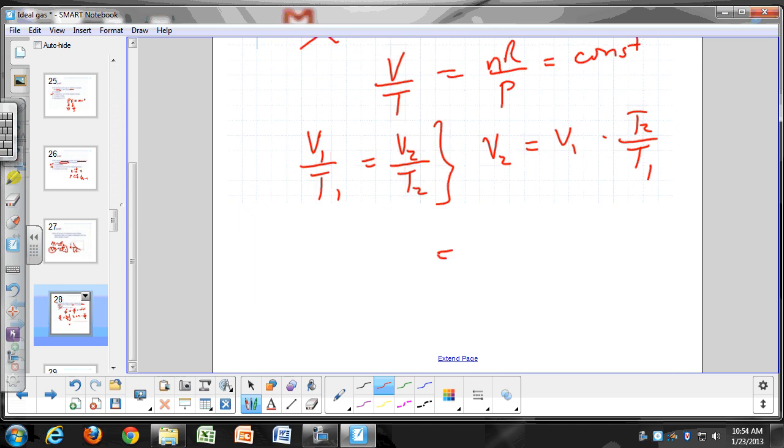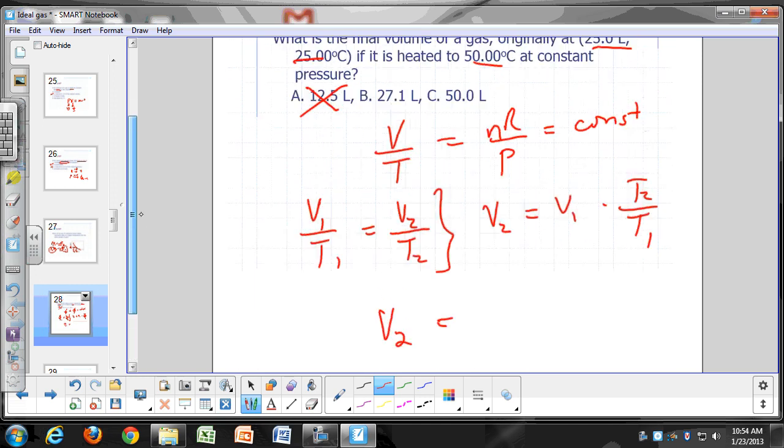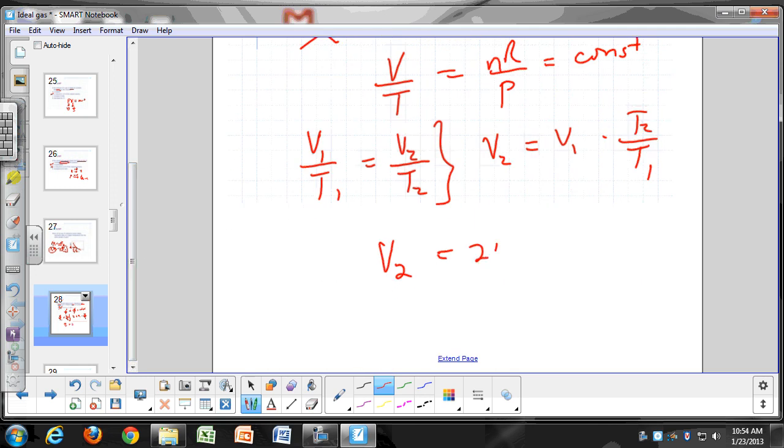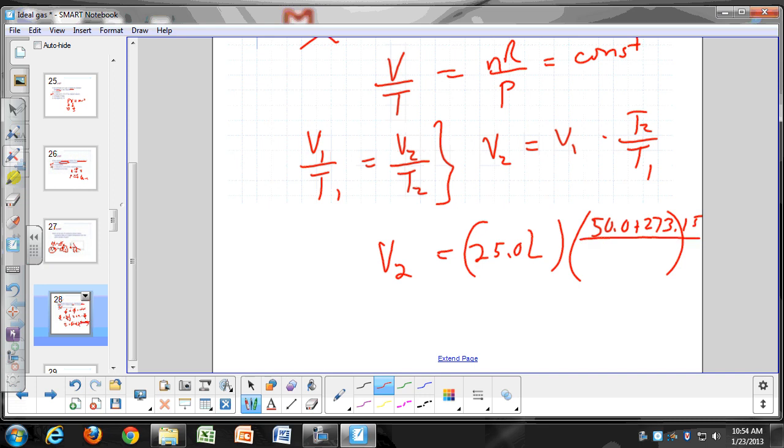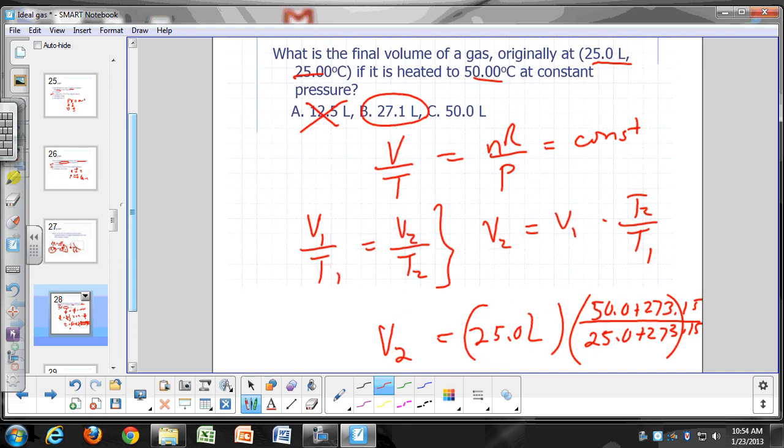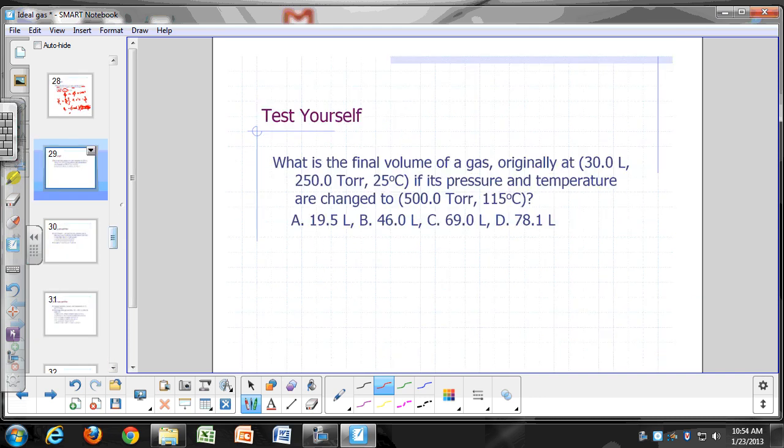So what's our initial volume? 25 liters. And our final temperature is 50 plus 273.15. And our initial temperature is 25.0 plus 273.15. So your temperature has to be in Kelvin. And so this should only give you 27.1 liters. Okay? It did not double the volume. It did not double the temperature either.